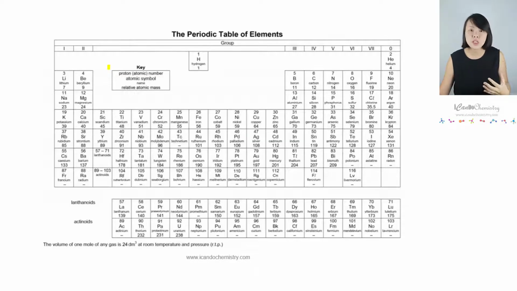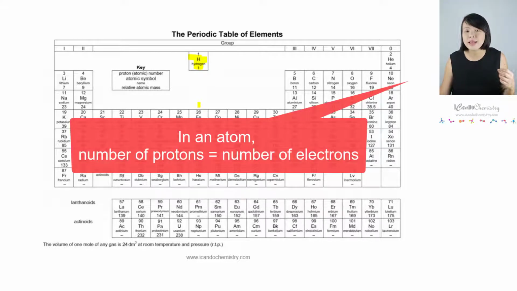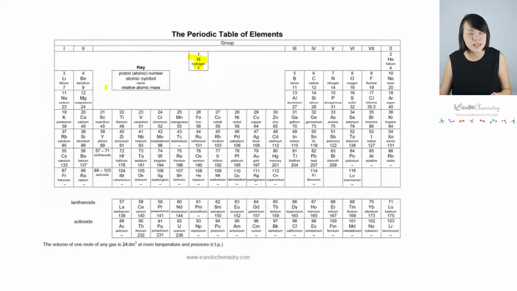Now before we even start drawing the dot and cross diagram, we need to determine how many electrons this particular element has. Okay, so now we're dealing with hydrogen. Hydrogen is over here in the periodic table. And how would I know how many electrons it has? Now back to our atomic structure, we know that in an atom, the number of protons and electrons must be the same. Now in the periodic table that you have in exam, you can just refer to the key to know what each of the numbers represents.